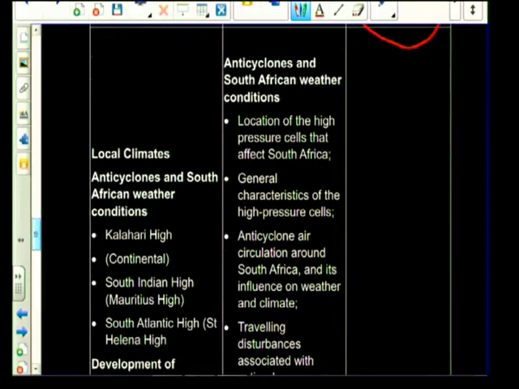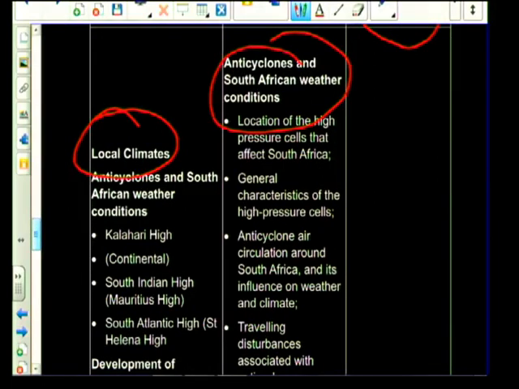Anticyclones, it was known as local climates in the past. All right? And under that we had anticyclones. It's the same thing down here. Okay? And you remember, learners, I told you that the global patterns, etc., have been removed. But your understanding of the movement north and south of the high pressure cells, etc., will also help you when you look at the ITCZ.